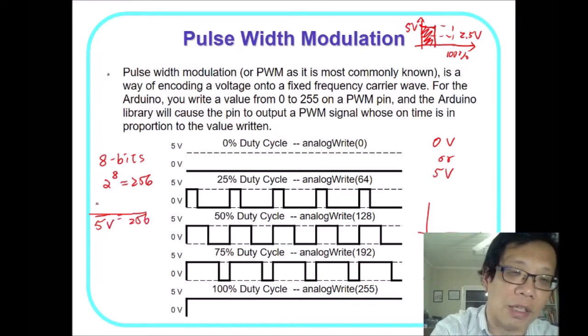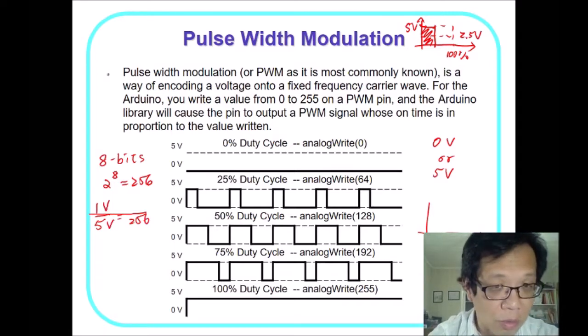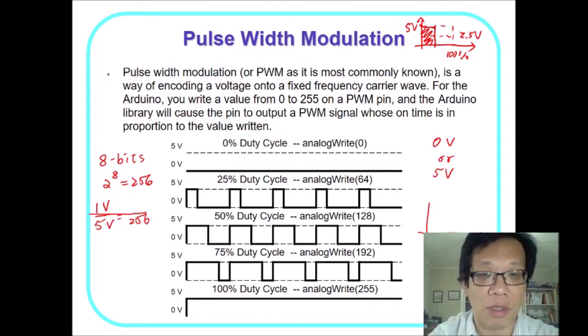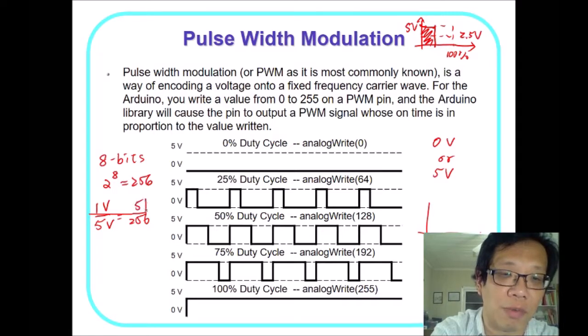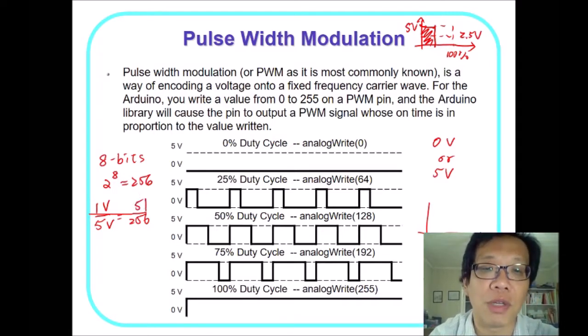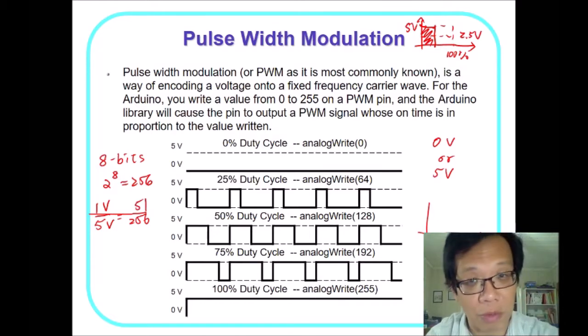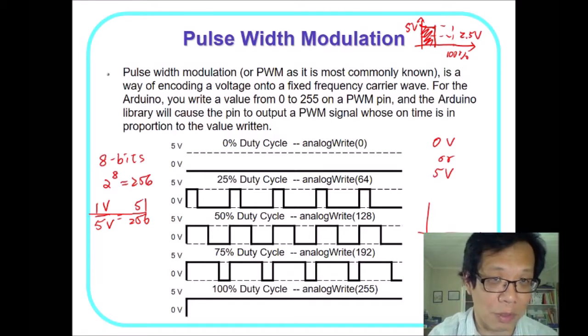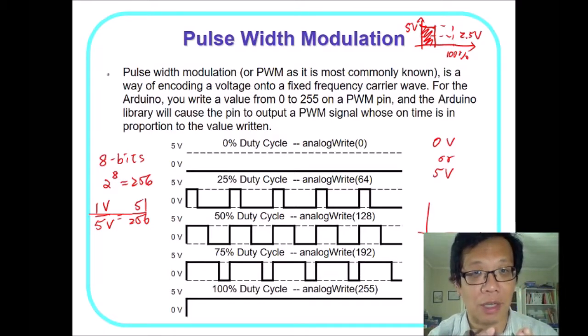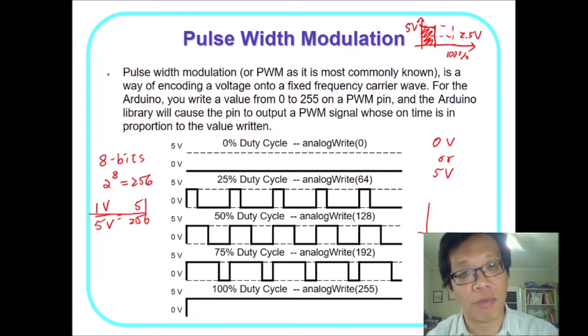So if you want to have 1 volt, what are we going to do? It's going to be 20% of 256. So we divide by 5, and it's going to be 51 or 52. Let's use 51. So if you use 51, you actually generate 1 volt. If you want a certain output voltage, you will need to calculate what the duty cycle is going to be. But keep in mind, we are not dealing with 0% to 100%. This is an 8-bit analog output, so you are changing your number from 0 to 255.